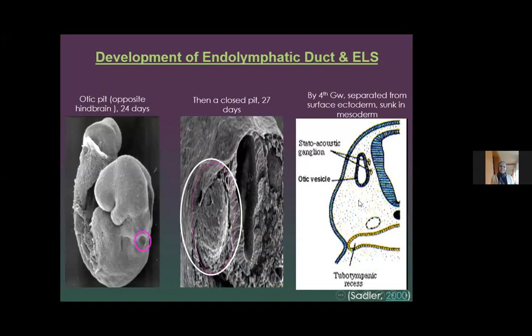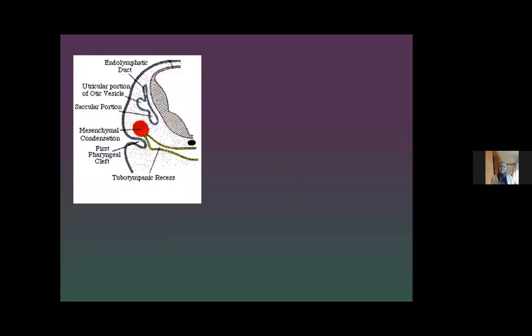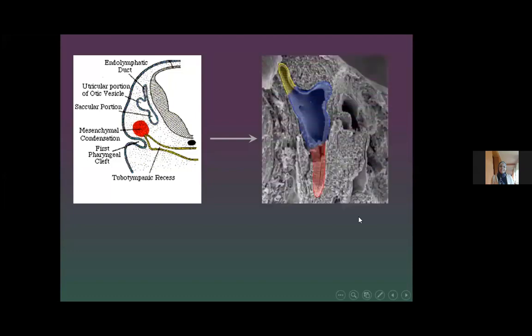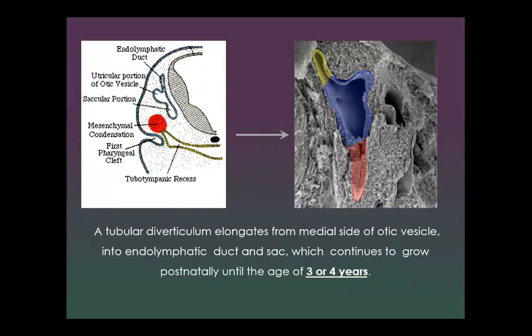This vesicle will differentiate into different parts of our membranous labyrinth. Its anterior part forms the cochlear duct, the posterolateral part forms the utricle, saccule and three semicircular canals, and the posteromedial part forms the endolymphatic duct and sac. And this is a microscopic image of that. The endolymphatic duct and sac continue to grow postnatally until age 3 or 4 years. This is membranous. The surrounding mesoderm will form the covering bony labyrinth. The bony labyrinth starts wider than the membranous labyrinth, not tightly encapsulating it.